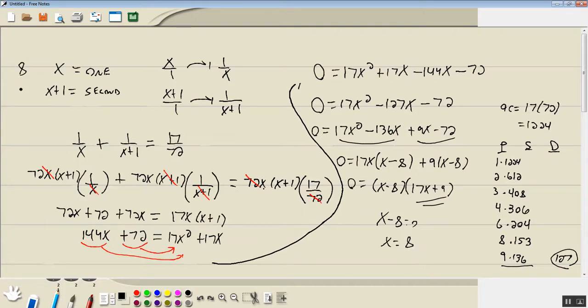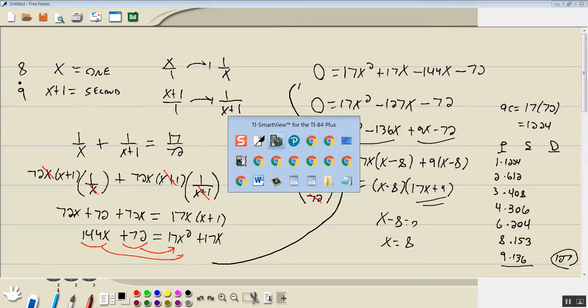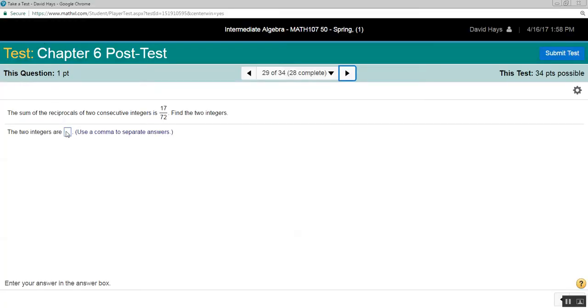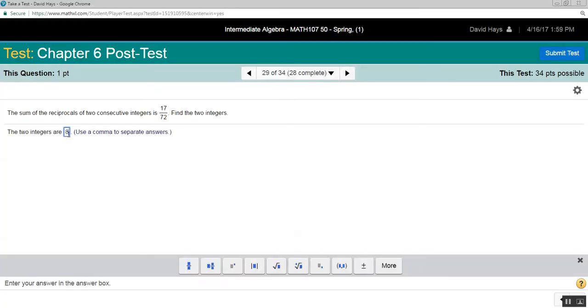So if that's our first one, the second one will be 9. Well, that's as unpleasant as could be. Use a comma to separate the answers. 8, 9.